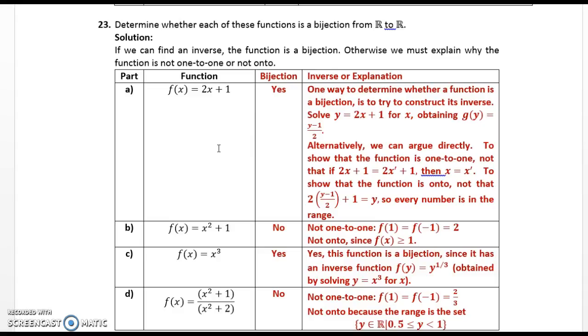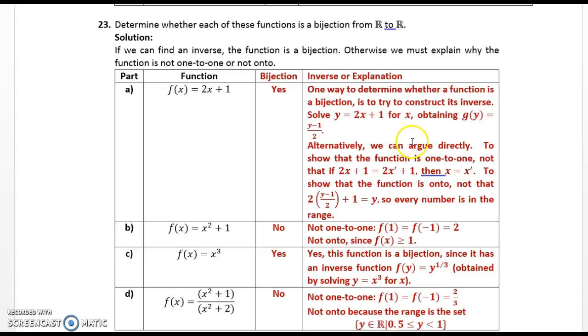f of x equal 2x plus 1. Bijection, yes. One way to determine whether a function is a bijection is to try to construct the inverse. Solve y equal 2x plus 1 for x, obtaining g of y is equal to y minus 1 over 2.